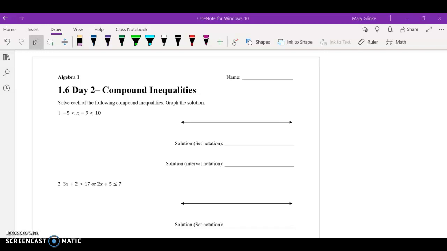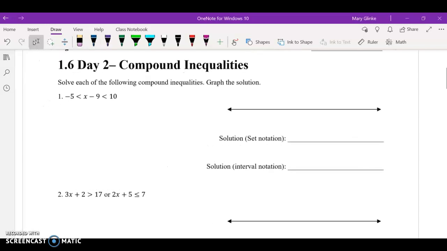Now I say that, and you might be looking at number one saying, well, she just said that it had to tell me if it was an and or an or. This one, you can't see the word and or or. If you see an inequality that looks like this, specifically with the two inequality parts like that, that means that this is an and problem. It's telling you it's an and problem based off of the way it looks, but without the word. Okay, so this is an and problem.